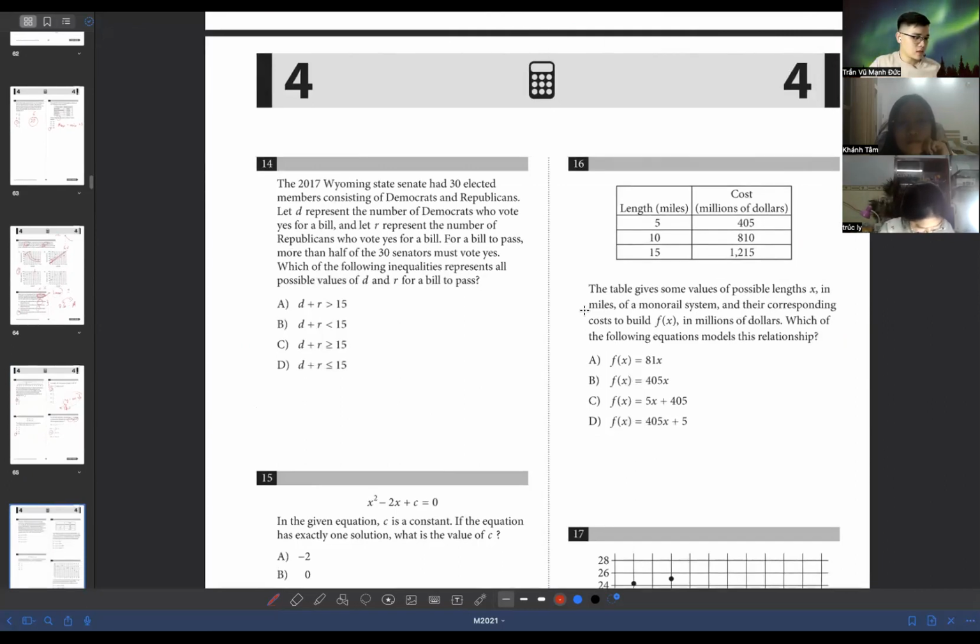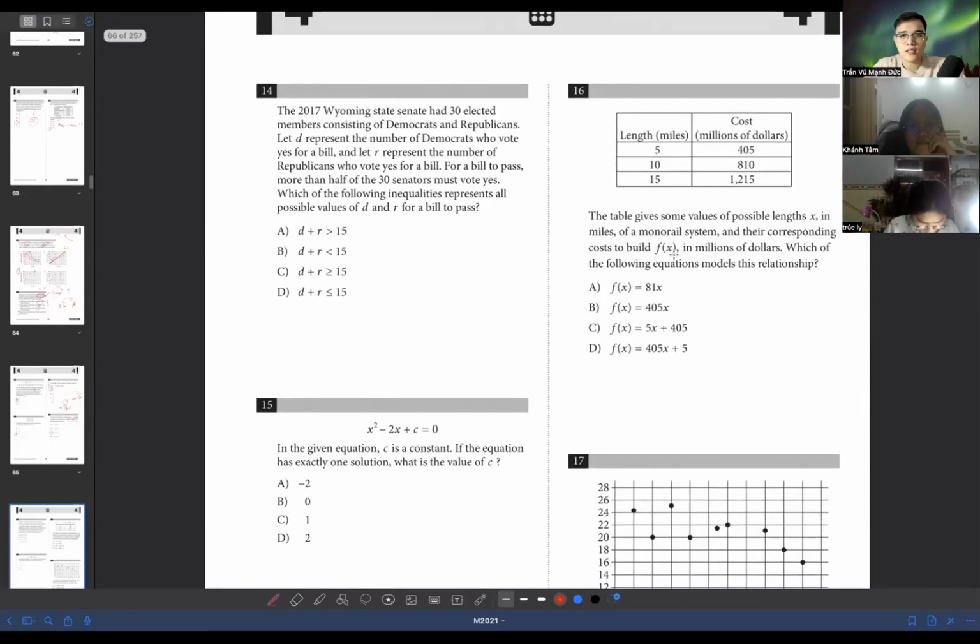Okay, next is, let's see, let me just type it in the machine so that I won't have to look at this every time. Let me just type in the chat. Okay, that's better. 14 to 30. 14 to 30.